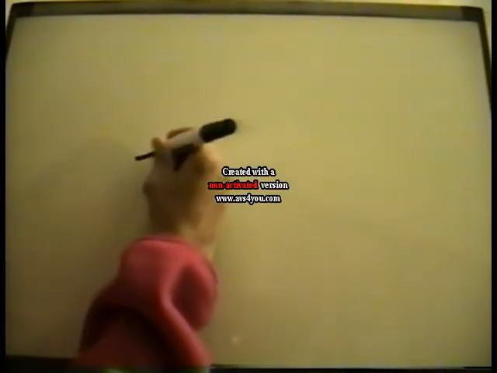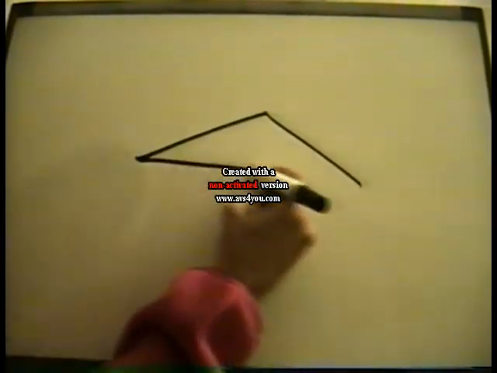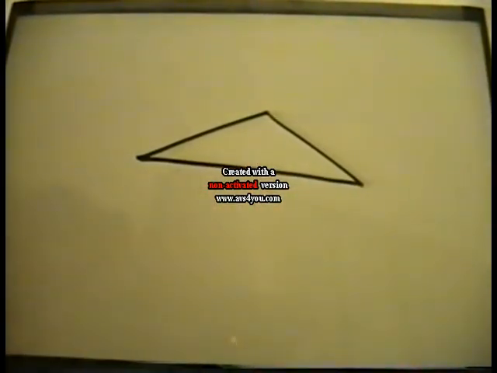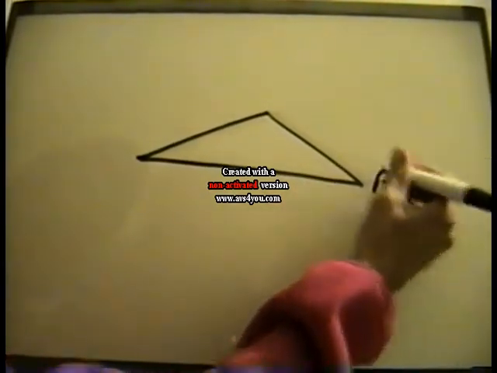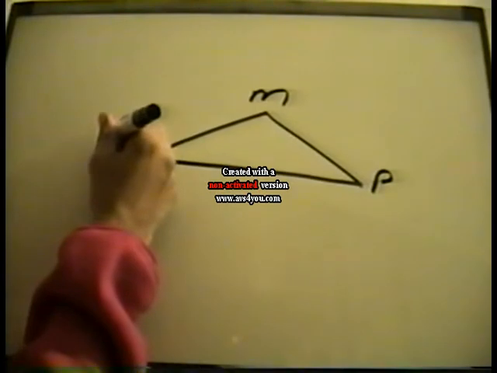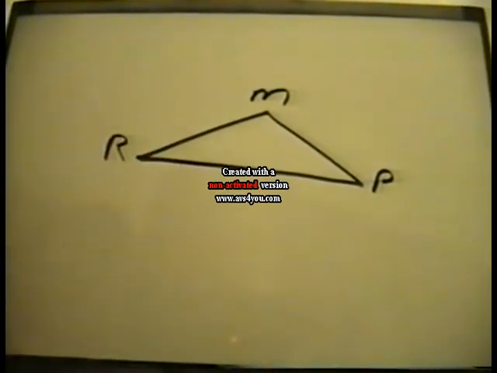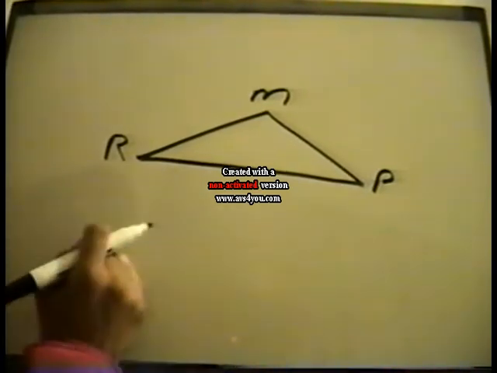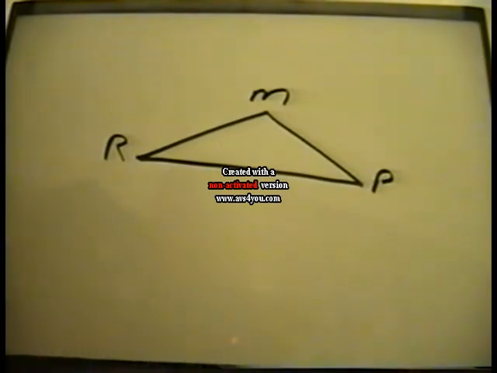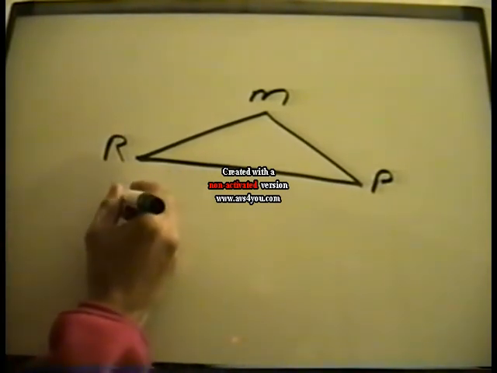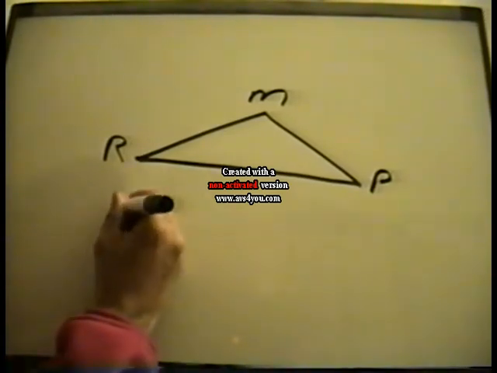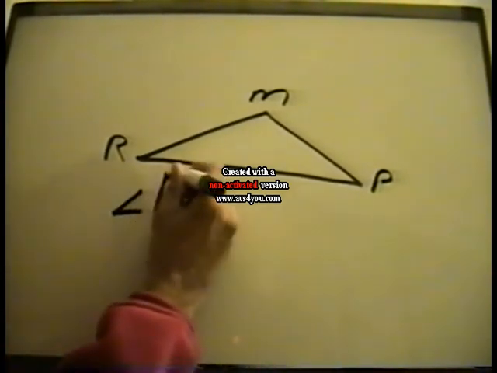So let's say we have a triangle. Call it PMR or RMP. So here, when labeling angles, or when writing angles, or when reporting angles, if I say angle R, you should write it like that.